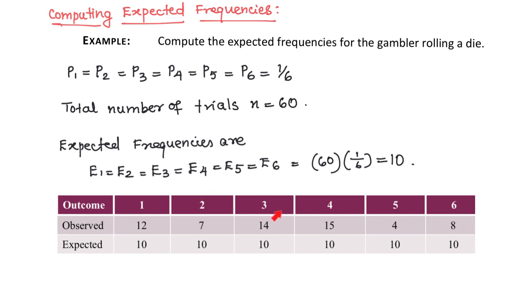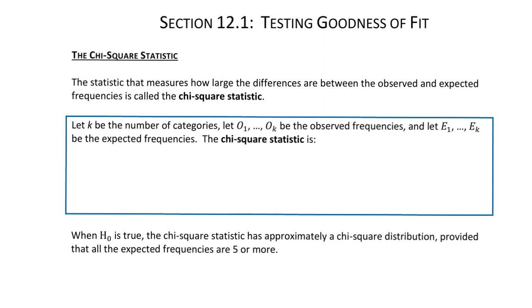The observed frequency of each one is different, you can see that. But the expected frequencies are the same. If the null hypothesis is true, the observed and the expected frequencies would be fairly close. The larger the difference between the observed and the expected frequencies, the stronger the evidence against the null hypothesis. We compute a test statistic that measures how large these differences are. So the test statistic is called the chi-square statistic and is denoted by chi-square.